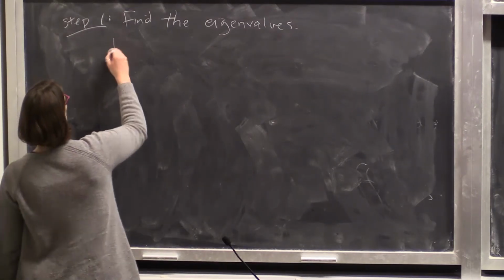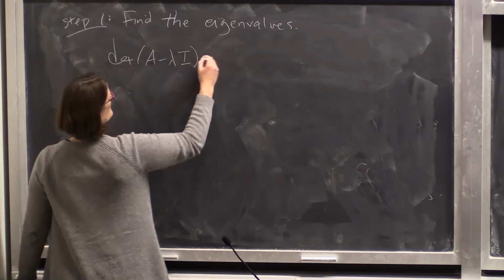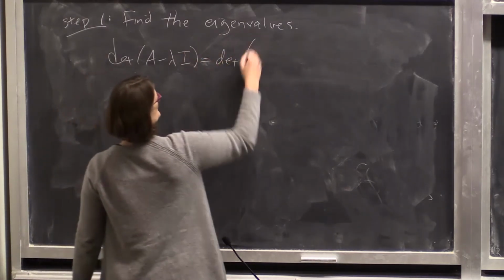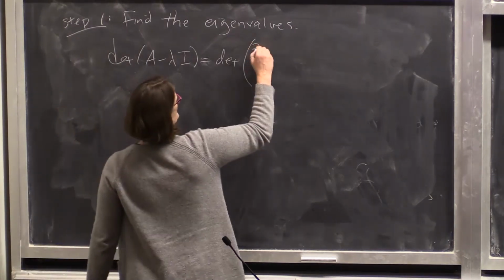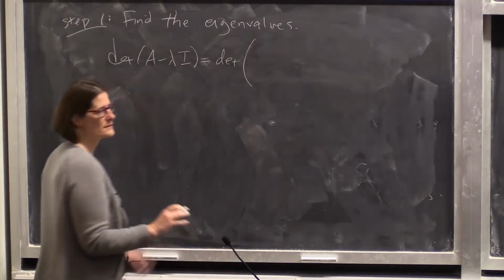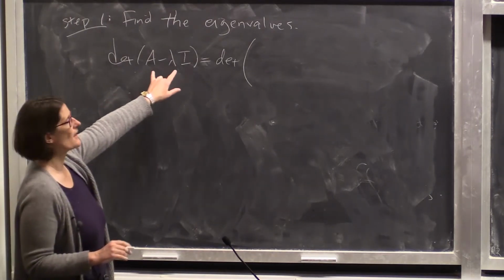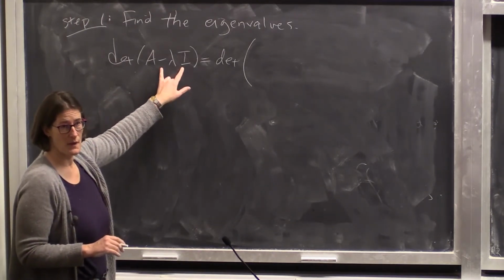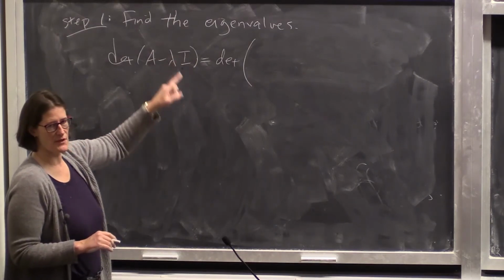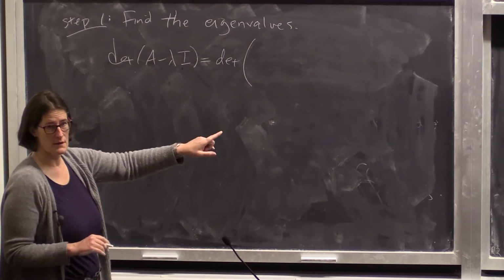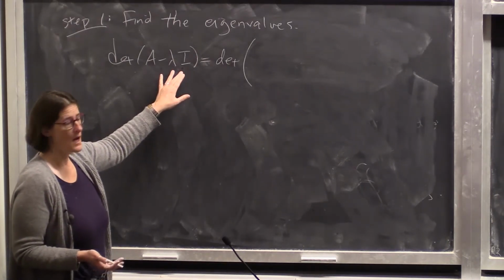So that means we need to compute the determinant of A minus lambda times the identity. That is the determinant of 3 minus lambda. Okay, so when I write down A minus lambda I, this is going to look just like A everywhere except on the diagonal, right? Because lambda I is 0 everywhere except on the diagonal.